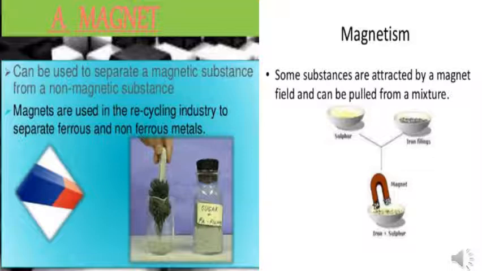We know that iron gets attracted by a magnet. A magnet can be used to separate a magnetic substance from a non-magnetic substance. Magnets are used in the recycling industry to separate ferrous, that is the iron, and non-ferrous metals. Ferrous means iron. Magnetism: some substances are attracted by a magnetic field and can be pulled from a mixture. The method of separating components of a mixture by using a magnet is called magnetic separation.